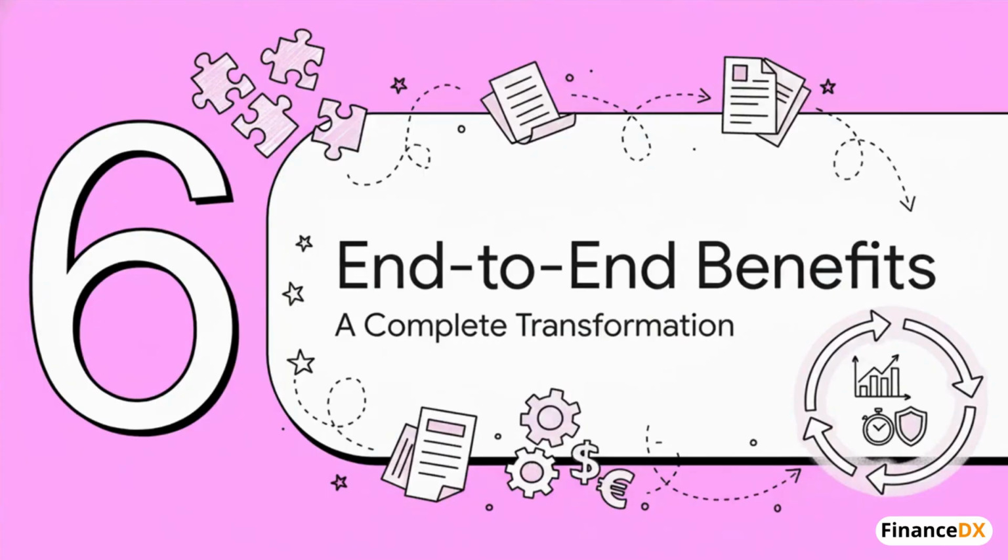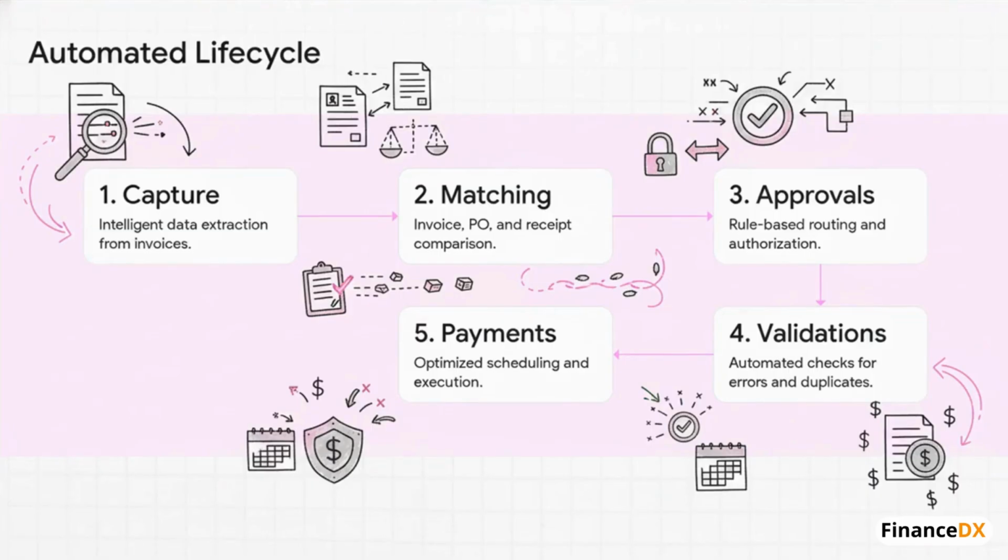So you see, when you connect all of these intelligent steps together, you're not just tweaking a process, you are fundamentally transforming your entire accounts payable function, taking it from a cost center and turning it into a real strategic asset. So let's just recap that journey real quick. It all starts with intelligent capture. Then it flows into automated matching. It's governed by rule-based approvals, protected by those final validations, and it all culminates in strategic, optimized payments. Every single step is connected, seamless, and smart.